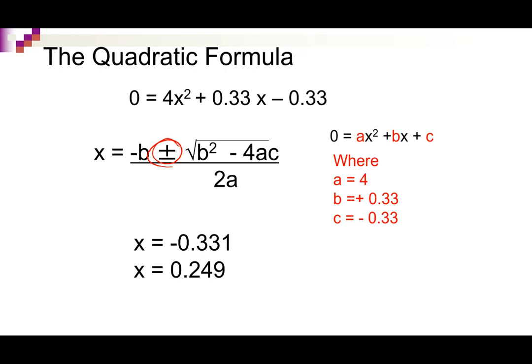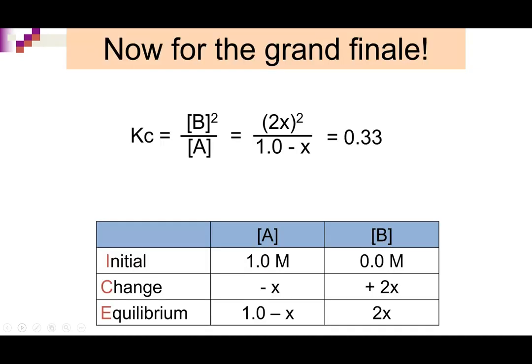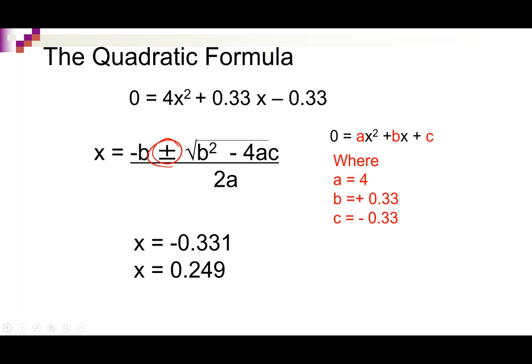But for us, one of the x values is not going to make sense. So let's think back, what is x? What does x mean to us? Remember the X is our change. So X is how much the concentration of our products or reactants are changing. So does it make sense to have a negative value? Well, no. B can't change by a negative 0.33, right? That doesn't make any sense.